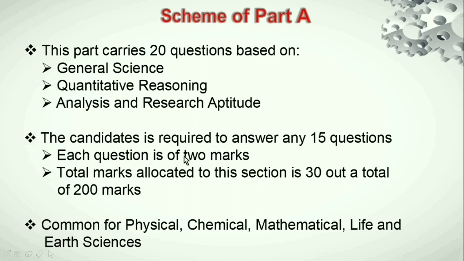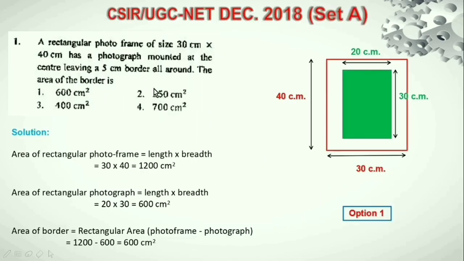Each question carries 2 marks, therefore total marks allocated for this section is 30 out of a total of 200 marks. And this section, that is part A, is common for all the sciences, that is physical, chemical, mathematical, life and earth sciences. Now we are going to discuss some questions from set A of December 2018 exam.